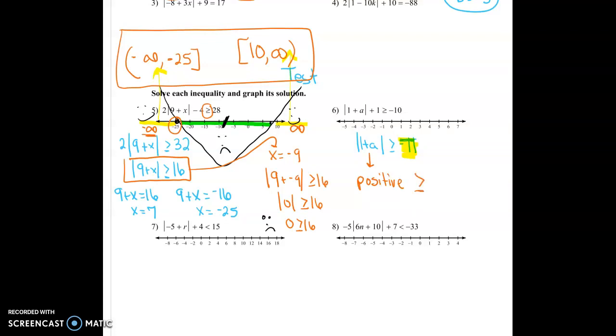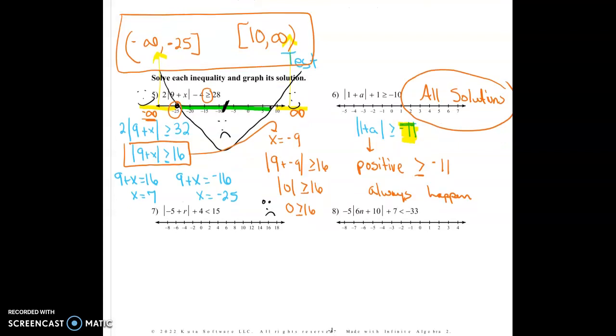And will that positive number always be greater than or equal to negative 11? And yes, it will. It will always be greater than. Now, it won't be equal to, but that's okay. We don't have to worry about that. So that means this will always happen. So what that means, instead of no solutions, this is all solutions or infinite solutions if you want to use that. Okay. And there was something similar to that on the very last question on ICAN 3 for the second attempt. All right, I'm not going to do 7 and 8.